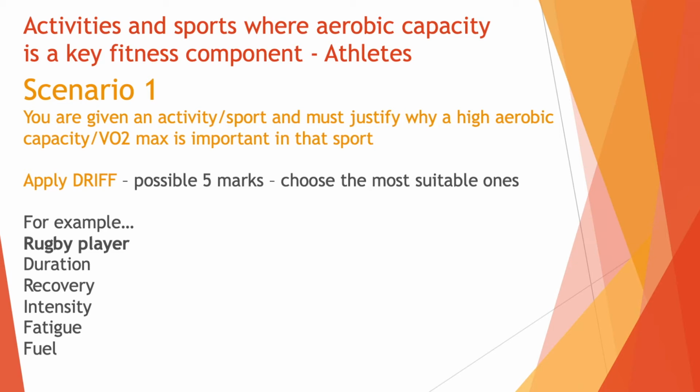There are 2 ways that they could ask you about this really. So the first example, scenario 1, is where you would be given a sporting activity and you would have to justify why high aerobic capacity or a high VO2 max is important in that particular sport. So you would go straight to the acronym of DRIFT in order to explain or to justify why aerobic capacity is important in that sport. Now, there are 5 parts to DRIFT: duration, recovery, intensity, fatigue and fuel. That's 5 possible marks.